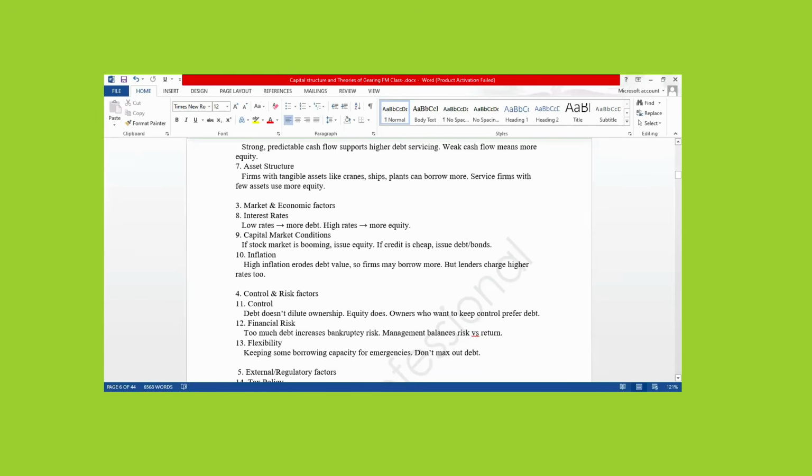Number 10 reasons, inflation. High inflation reduces debt value. In an inflationary period, the value of debt is eroded. So a firm may borrow more, but lenders are likely to charge higher rates. So inflation affects your choice of capital structure.